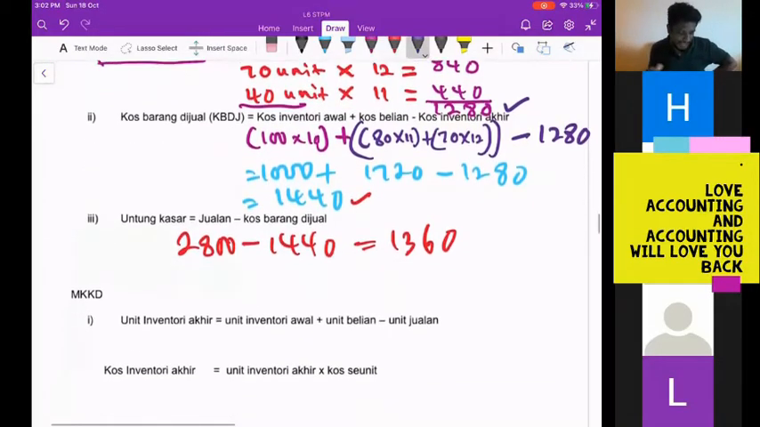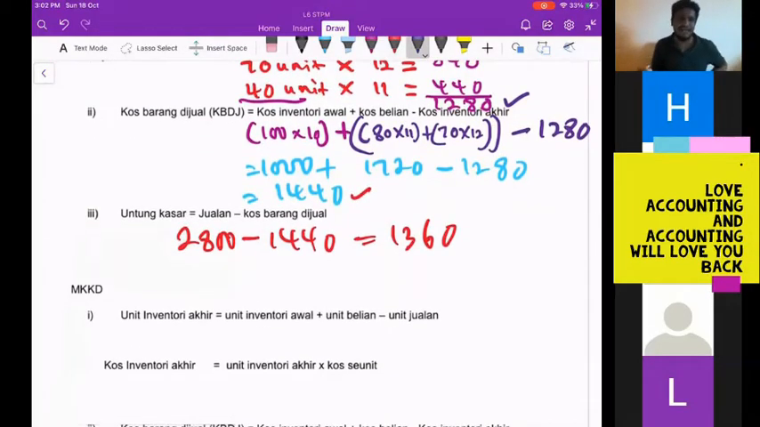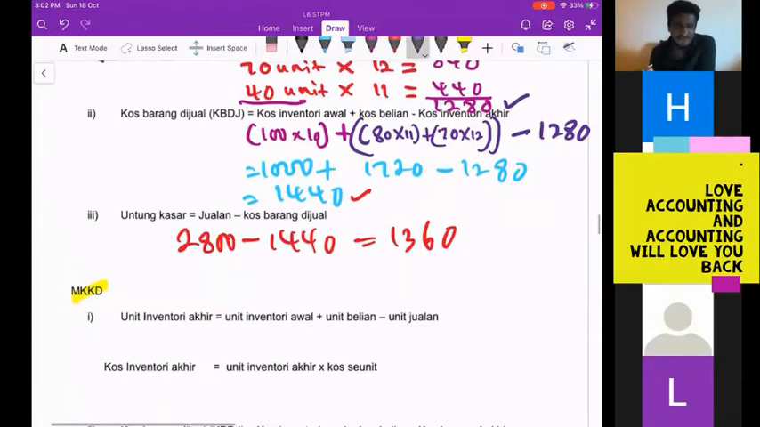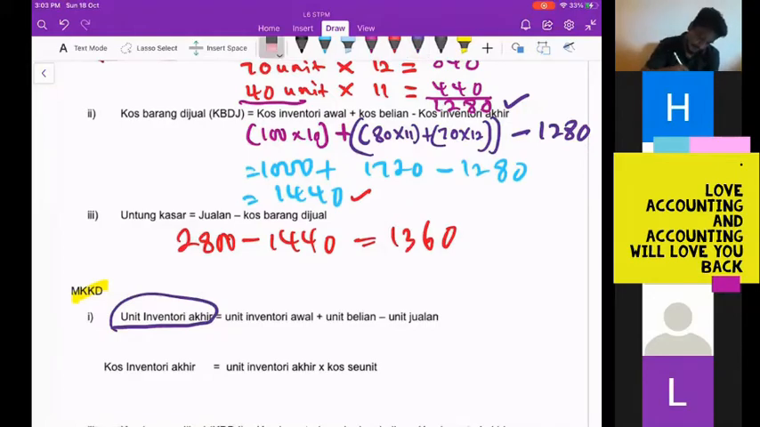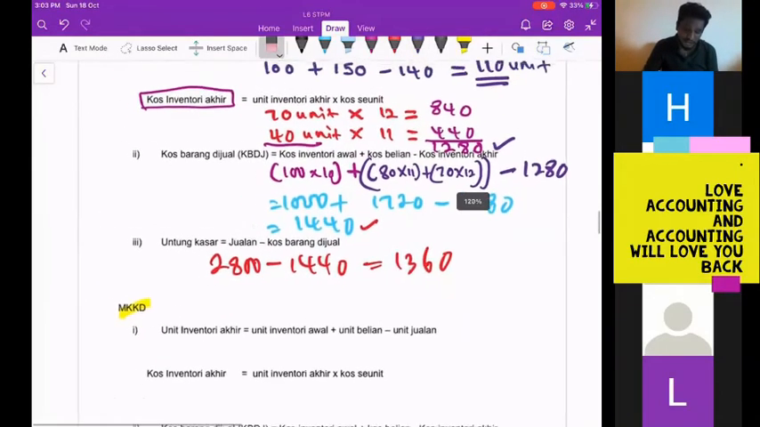Okay, now we do the MKKD. What is MKKD? Masuk kemudian keluar dulu. This is the second method. Don't care what method you're using, the unit of inventory akhir is the same, because the units won't change. Only the cost will be changed.